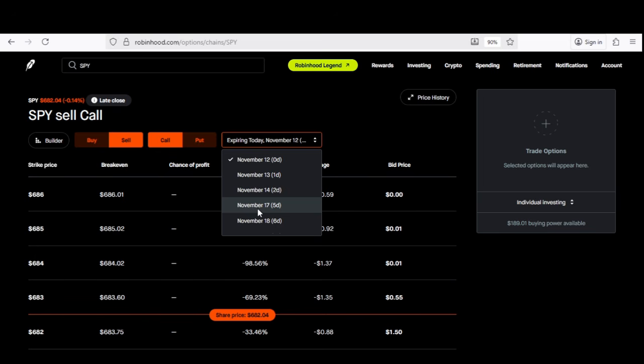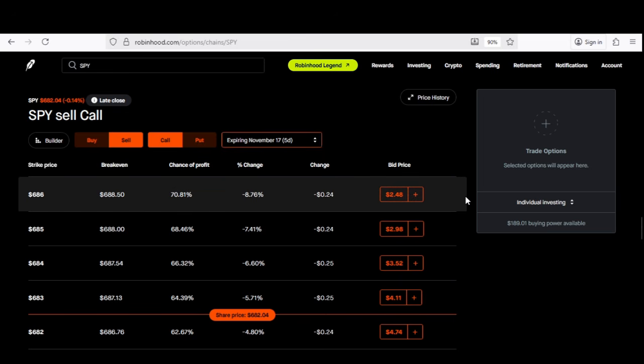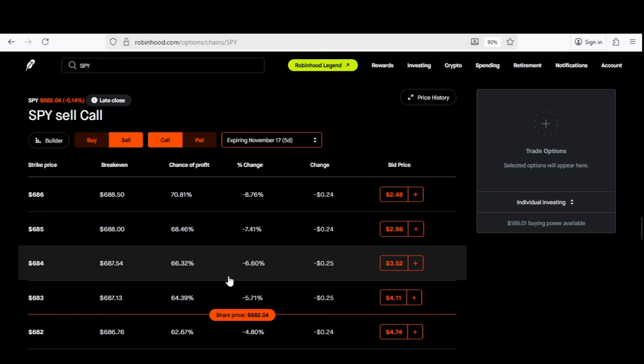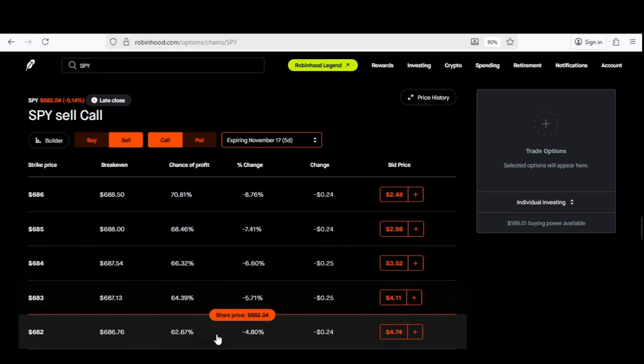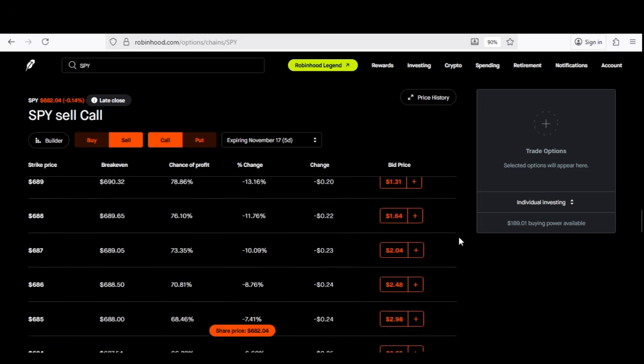So let's go ahead. We're going to select November 17th, which gives us 5 days to expiration. Now that we have our sell, we have our call, and we have our weekly expiration date because you want to use $100 weekly in order to make income. Now we're going to choose our strike price. The strike price we're going to be looking for is going to be above the current share price of 682. So we're going to choose that.